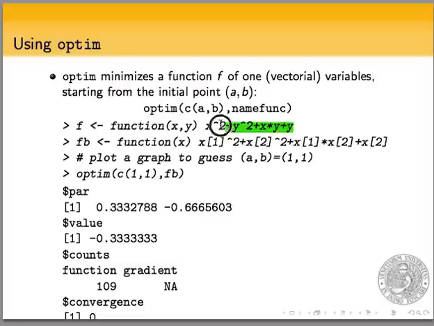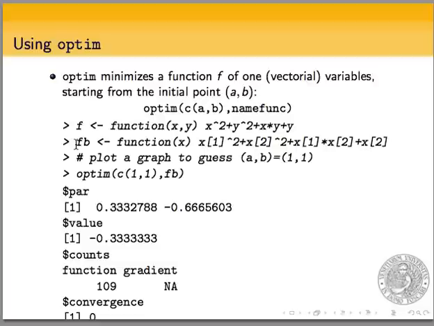I am first defining my function in the very standard and intuitive way using the variables x and y. So f is a function of two variables, x and y, taking as a value x squared plus y squared plus x times y plus y. And this definition here can be used, for example, as we have seen together, to draw heat maps or contour plots. However, this is not the definition which is going to be used by optim. As I told you before, you must define something in terms of a unique vectorial variable x.